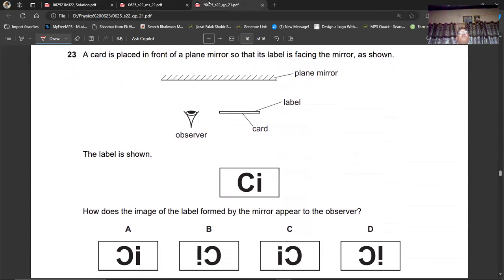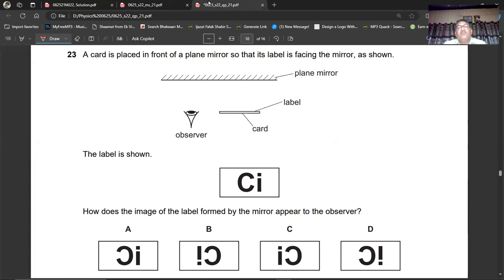A card is placed in front of a plane mirror so that its label is facing the mirror as shown. So we're talking about a plane mirror. Whenever an image is formed in the plane mirror, the image is upright. Image is laterally inverted. That means the left appears to be right, right appears to be left.